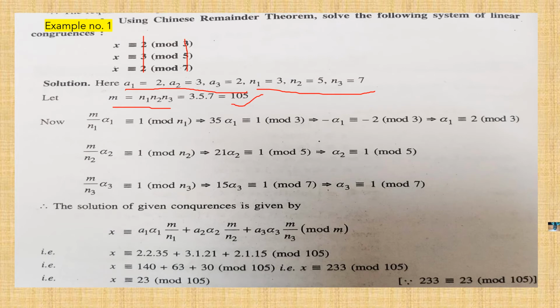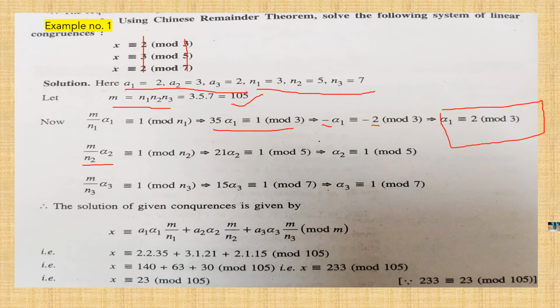M upon n1 alpha 1 is congruent to 1 modulo n1. By using the above values, we get this congruence. Now 35 is congruent to minus 1, and 1 is congruent to minus 2 modulo 3. As we are working modulo 3, we can write 35 as minus 1 and 1 as minus 2 modulo 3. Cancelling the minus sign on both sides, we get the solution of alpha 1.